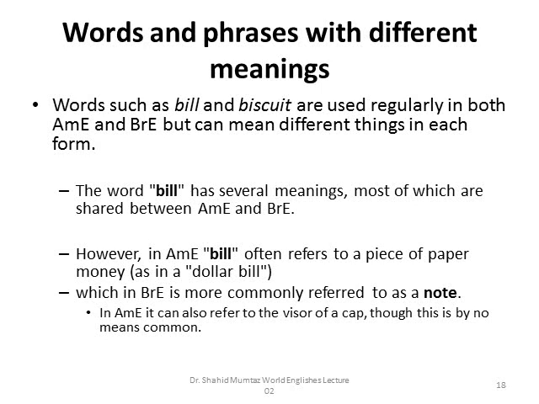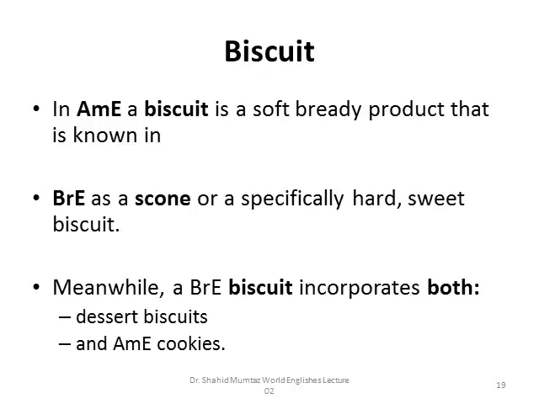In American English, it can also refer to the visor of a cap, though this is by no means common. So, although it's not common, it can refer to the visor of a cap, the shade of the cap. When you wear the Western type of cap, there is a shade. So bill can mean this also. This is a new meaning, most probably for you. But in America, it can give this meaning as well.